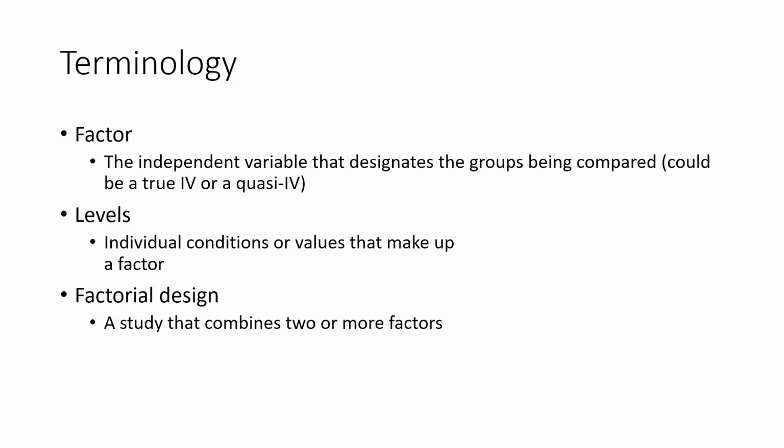There's a phrase that's used when we're doing ANOVAs that's called a factor. A factor is the independent variable that designates the groups being compared. This could be a true independent variable or a quasi-independent variable. So a factor is the independent variable. Sometimes there's more than one, but there's always at least one. So if you have gender as your factor, then there are at least 2 groups, male and female. You might also have a third that's like non-binary.